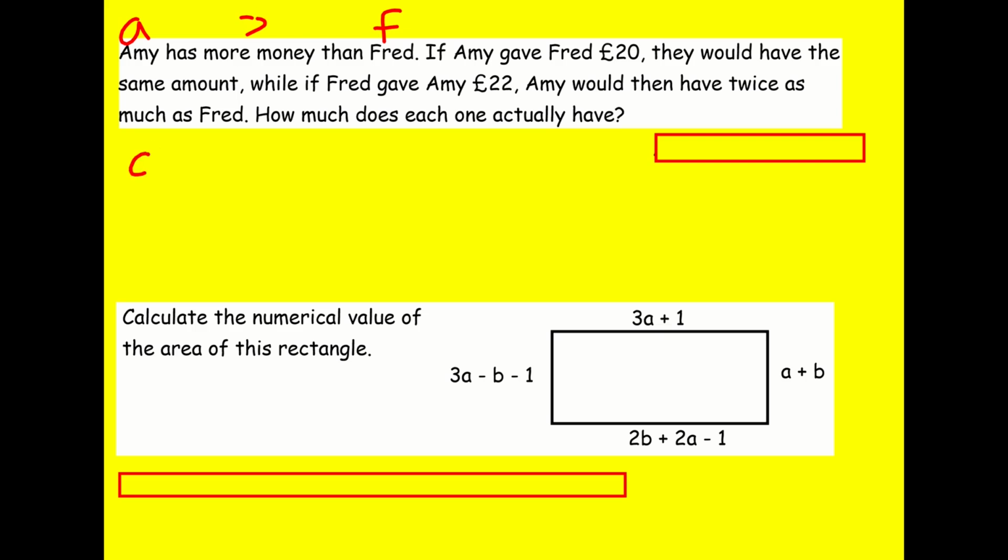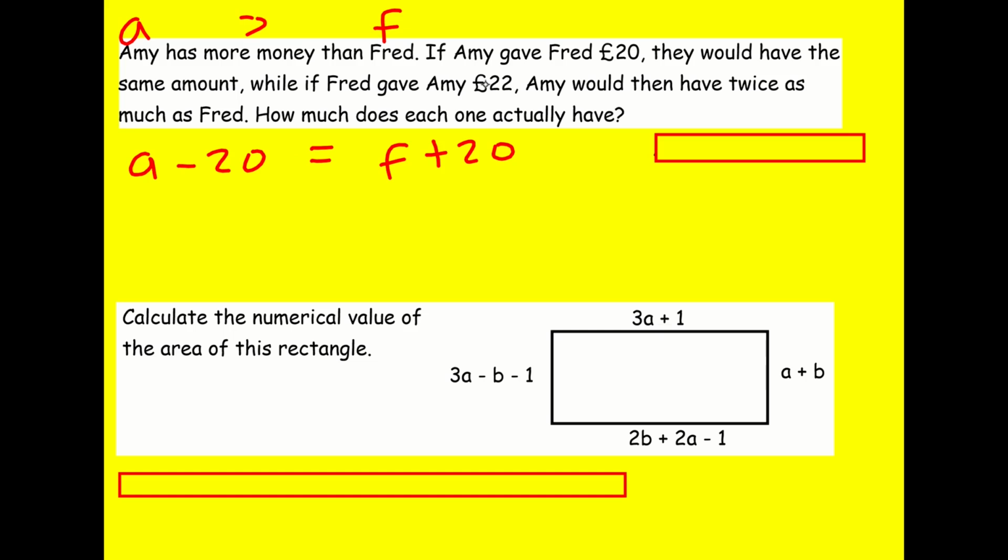Now if Amy gave Fred £20, they would have the same amount. So that means I'm going to take £20 away from Amy and I'm going to add £20 to what Fred has. And then that will mean they have the same amount, so I can say they are equal. So that is my first simultaneous equation.